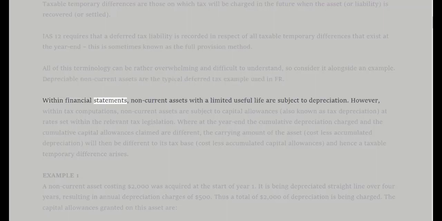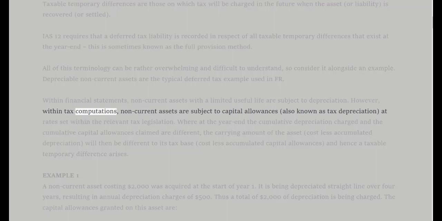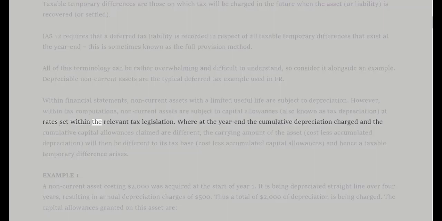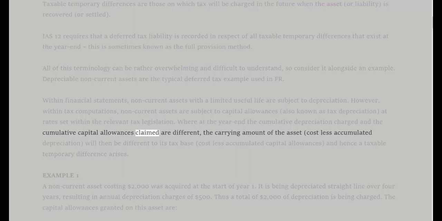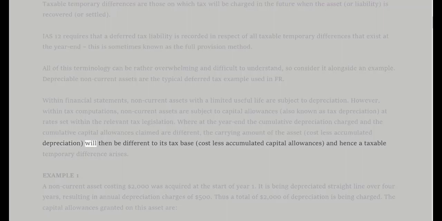Within financial statements, non-current assets with a limited useful life are subject to depreciation. However, within tax computations, non-current assets are subject to capital allowances, also known as tax depreciation, at rates set within the relevant tax legislation. Where at the year-end the cumulative depreciation charged and the cumulative capital allowances claimed are different, the carrying amount of the asset, cost less accumulated depreciation, will then be different to its tax base, cost less accumulated capital allowances, and hence a taxable temporary difference arises.